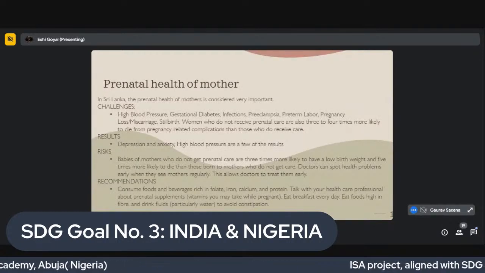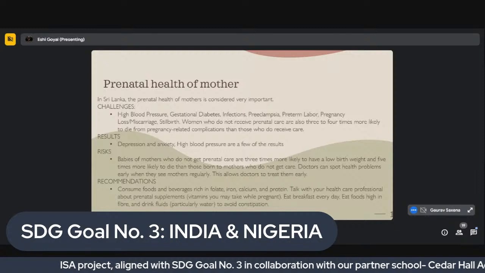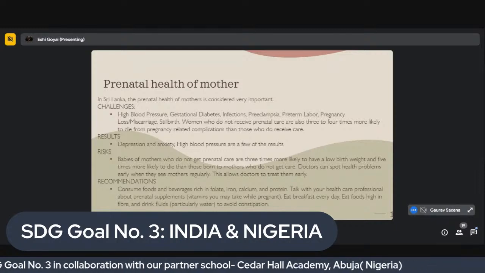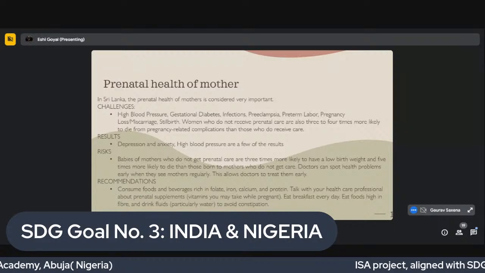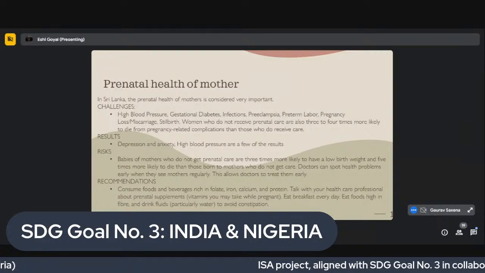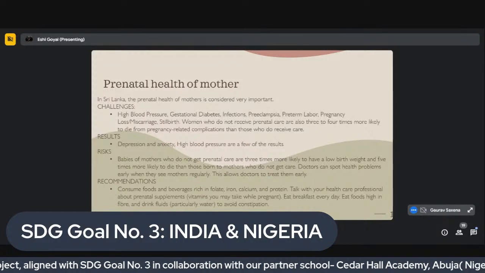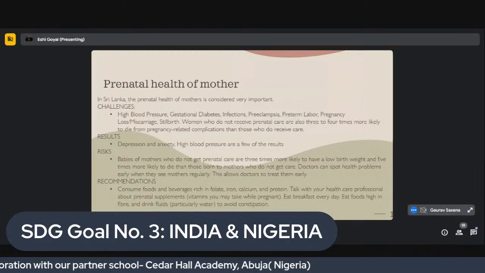Prenatal health of mothers. In Sri Lanka, the prenatal health of mothers is considered very important. Challenges: high blood pressure, gestational diabetes, infections, preeclampsia, preterm labor, pregnancy loss, miscarriage, stillbirth. Women who do not receive prenatal care are also 3 to 4 times more likely to die from pregnancy related complications than those who do receive care.